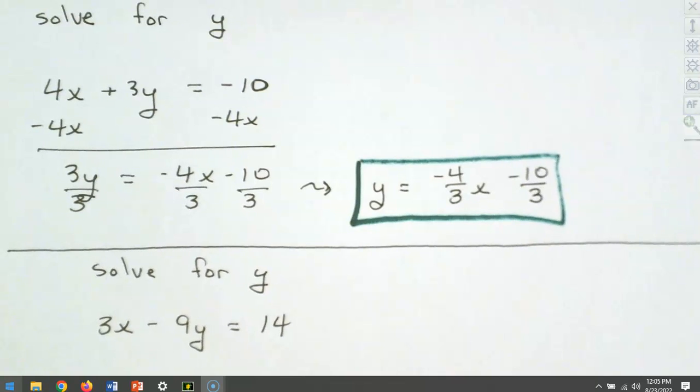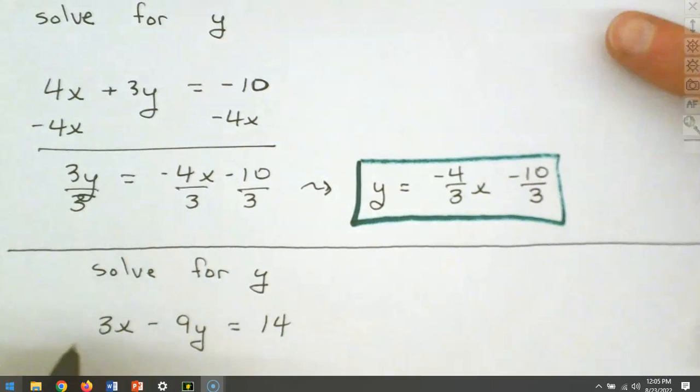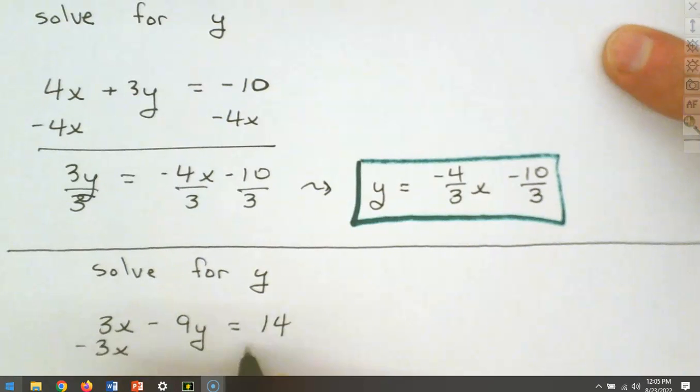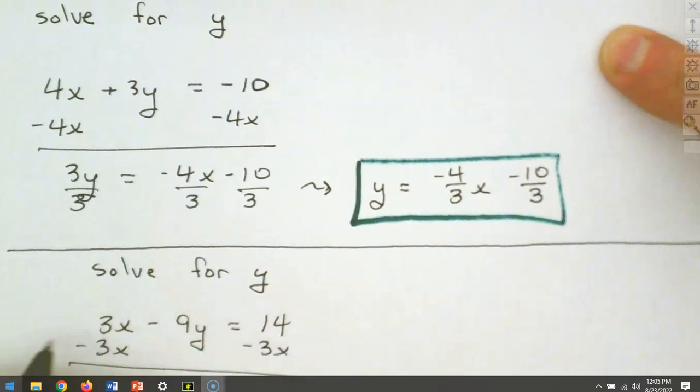So 2 and 3 are going to be very, very similar to this. 2 is a little bit different. Just got to rewrite it, but same thing. So we want to solve this for y. So we're going to begin by moving that 3x over again. And minus 9y equals now minus 3x plus 14.